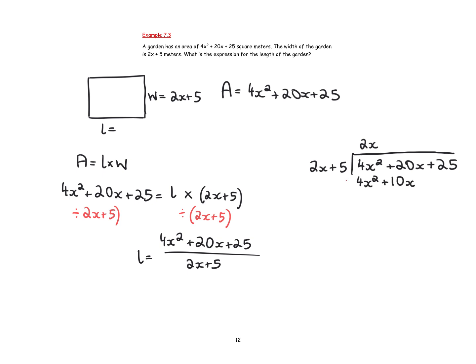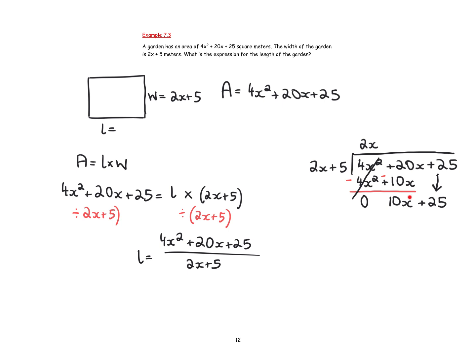Next, I change my signs, and I change my signs in a different colour to make it easy to spot which ones we're using. I underline and add the two lines together. 4x squared minus 4x squared will give us 0. And then we have 20x minus 10x, which will give us 10x. Then we bring down the 25 and it becomes 10x plus 25.